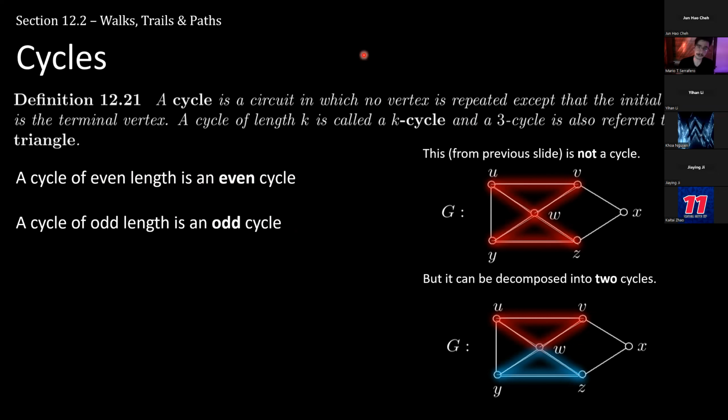If you look at the picture from the previous slide, the vertex W is repeated. We cross it twice. So that immediately tells us that this cannot be a cycle. This is a circuit, but not a cycle. Every cycle is a circuit, but not every circuit is a cycle. But we can actually decompose it into two cycles. This is a cycle and this is a cycle because there are no repeated edges in each of these triangles. So if you have a triangle, that's a cycle, basically. So far, so good?